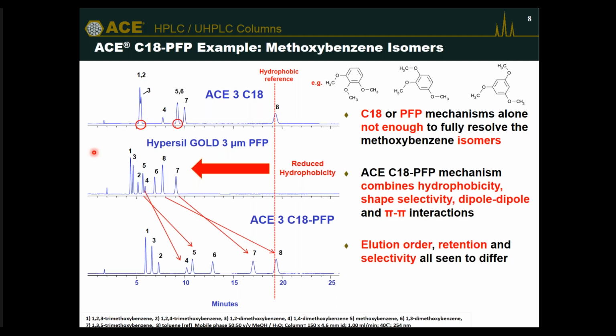Now with the C18 PFP column, what you can see here is we're bringing together the mechanisms of a C18 together with the mechanisms of a PFP into a single stationary phase, and you can see we get a very different selectivity. We have full separation of the compounds in this mixture. We have a broader retention window. We're effectively bringing together those different mechanisms of interaction to give us the separation that we want.